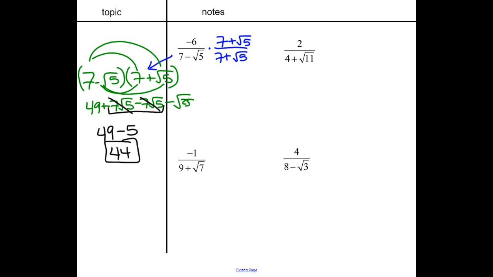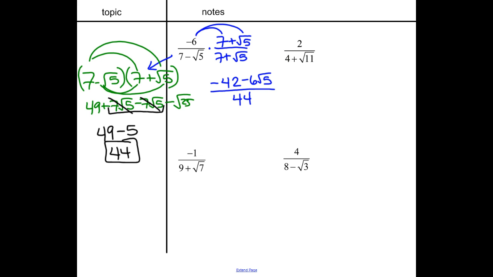So now what we have to do up on the top is multiply the negative 6 by each of those pieces. Negative 6 times 7 is negative 42. Negative 6 times positive square root of 5 is negative 6 square roots of 5. And we'll put all of that over 44.